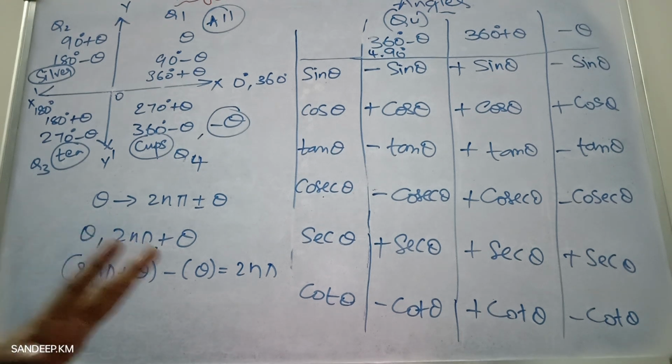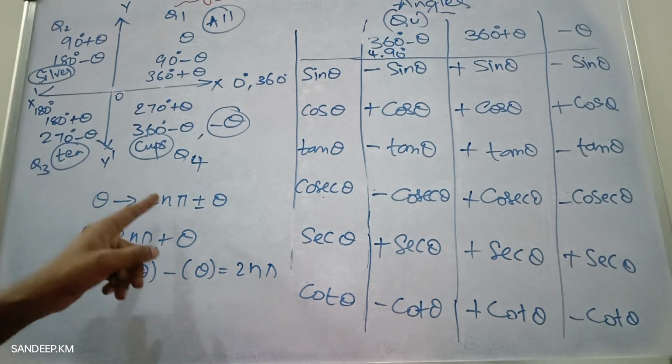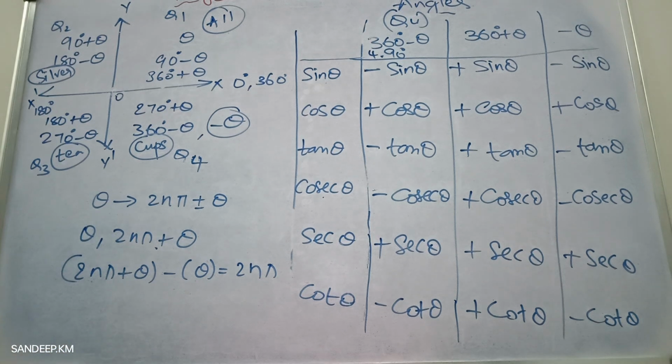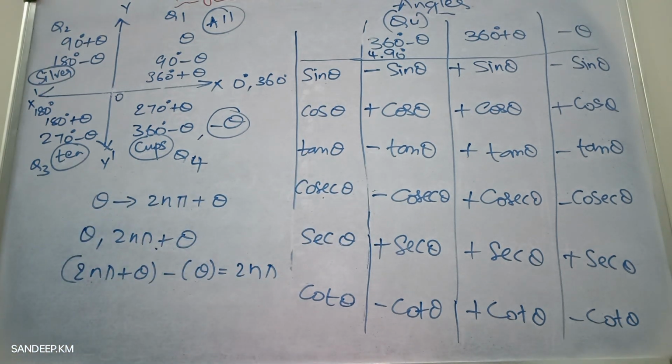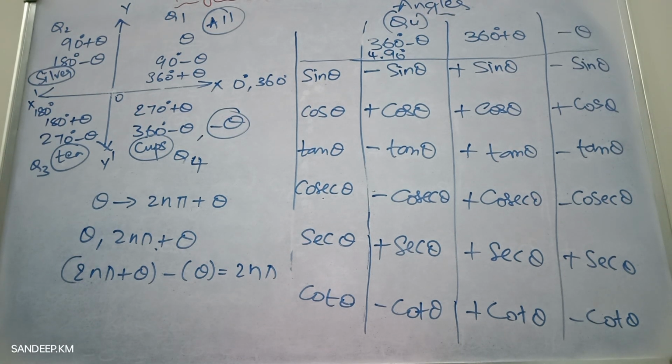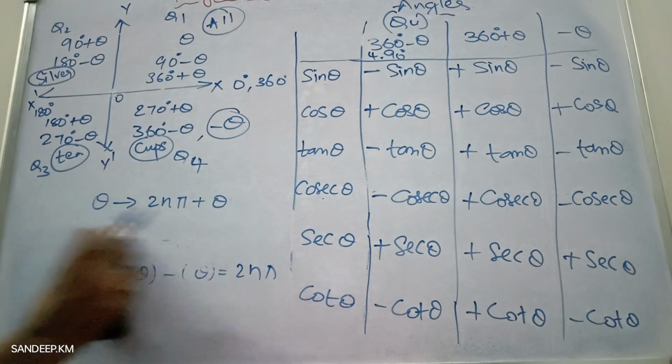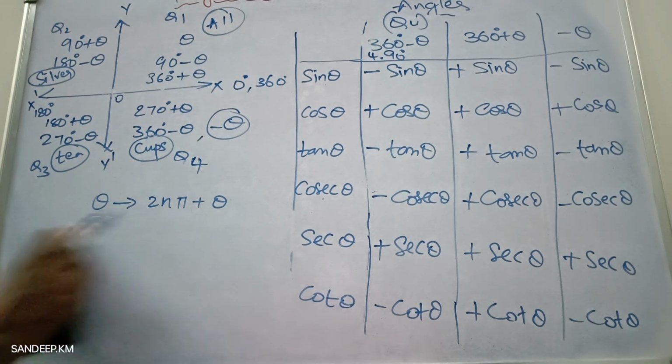I'm sorry, not coterminal angles, allied angles. Theta and 2n pi plus or minus theta are allied angles. Theta and 2n pi plus theta are coterminal angles. So why they are coterminal angles means their terminal rays coincide.